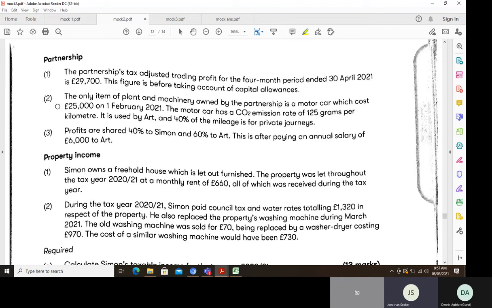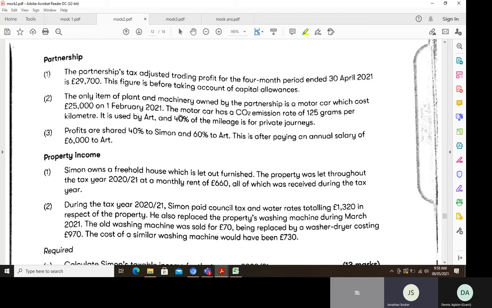Now, I think there is an item for capital allowance. The only item for plant and machinery owned by the partnership business was a motor car, and the cost is 25,000 and was purchased in February 21. The motor car has CO2 emission of 125. This 125 means that it will qualify as a special rate pool asset or special rate pool motor car, which will go for, I think, 6% WDA, right?